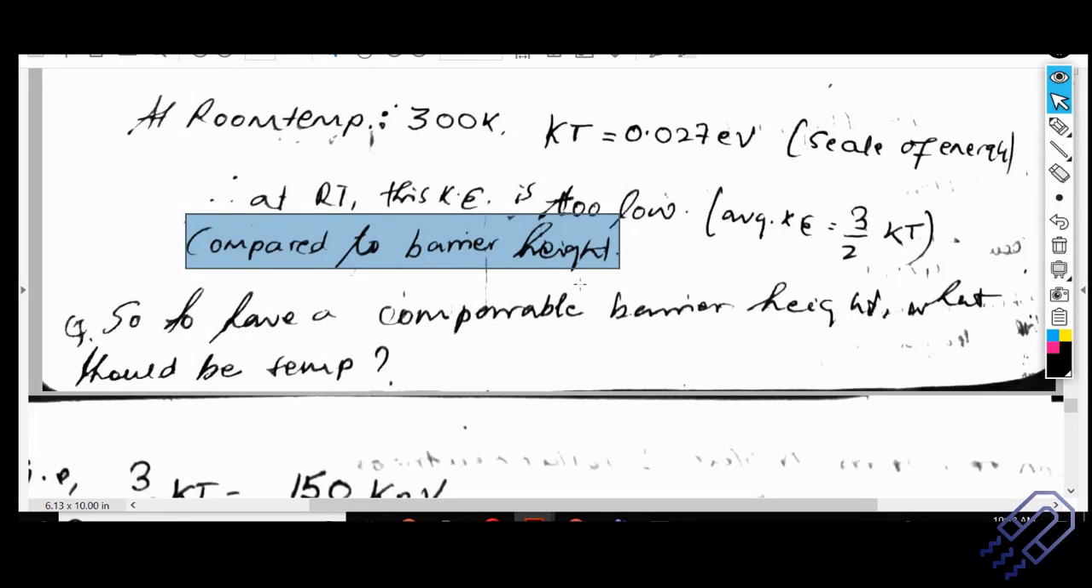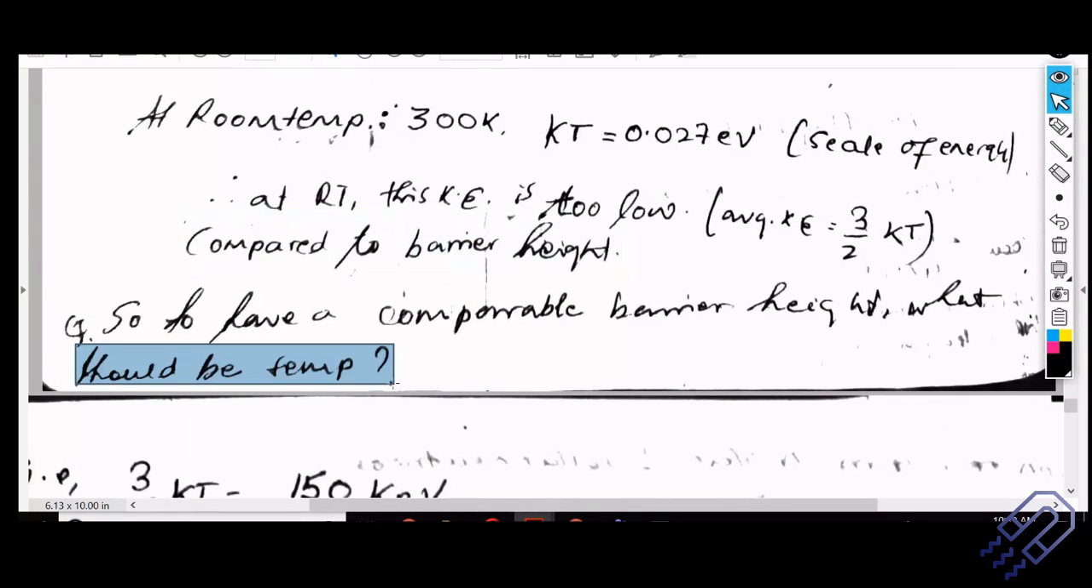So the question is, what should be the temperature so that it can overcome the barrier height?